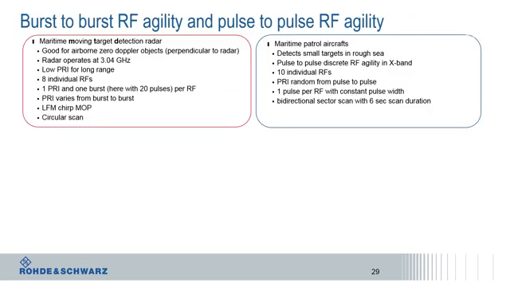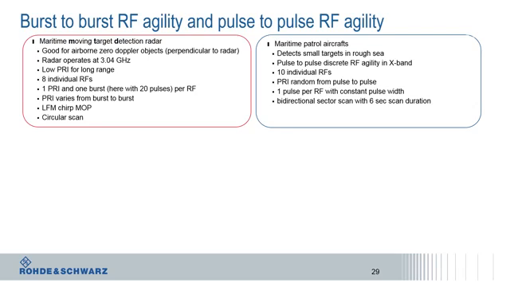Let's discuss another radar scenario with totally different radars. Here they are. One is a maritime moving target detection radar at 3 GHz using burst-to-burst RF agility. It uses agile PRI modes, agile RF, and it is using a circular scan on top. Details are shown in the red box. The other radar is again in X-band. It's a maritime patrol aircraft radar, which is used to detect small targets in rough sea, for example. It uses pulse-to-pulse RF agility and is using a bidirectional sector scan.